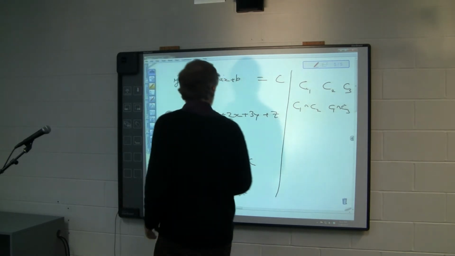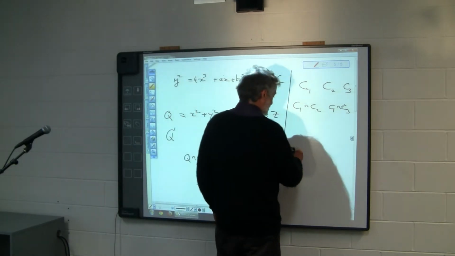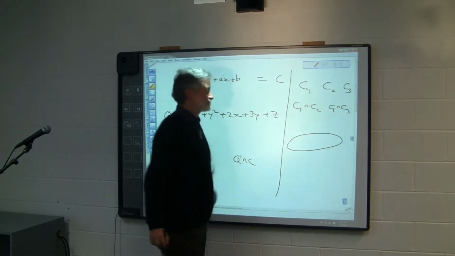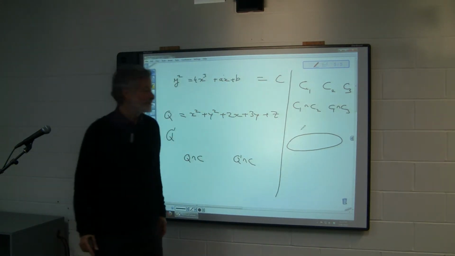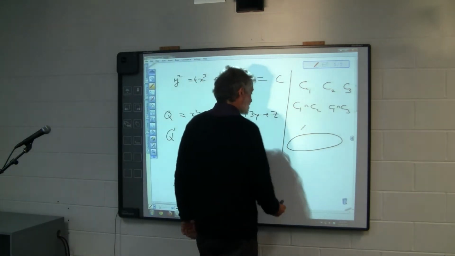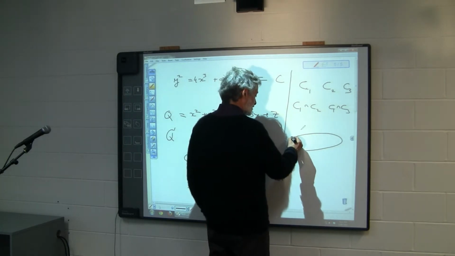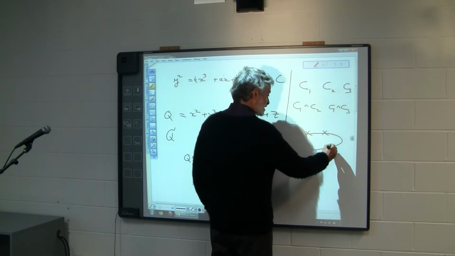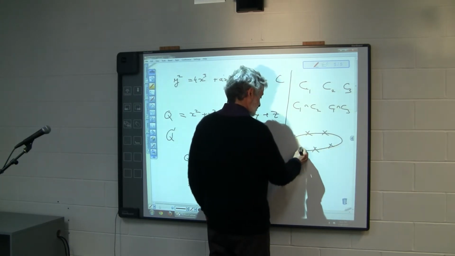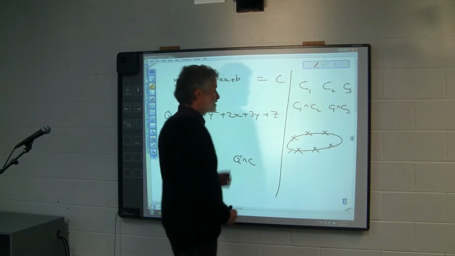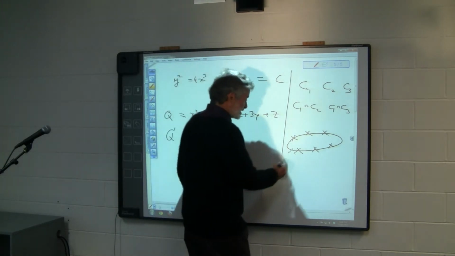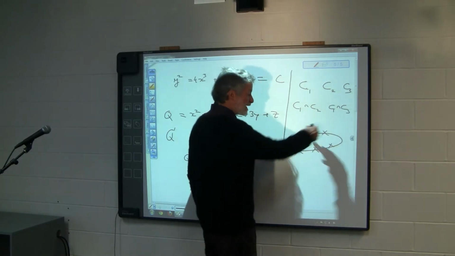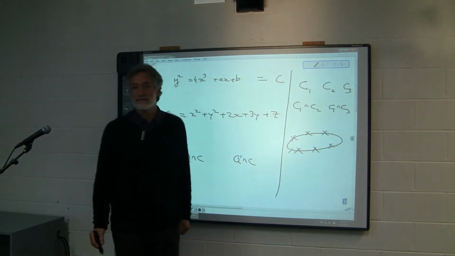Okay, so let's consider the following. Suppose you have a quadric, an ellipse, and suppose we give 6 points on this ellipse. Now there are 2 ways to draw a cubic which passes through these 6 points.